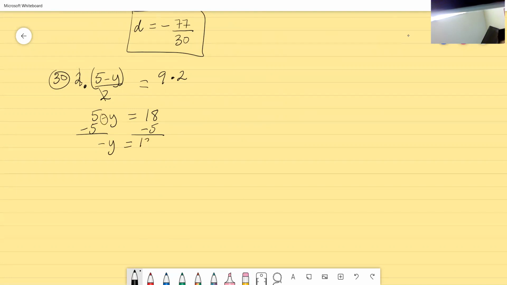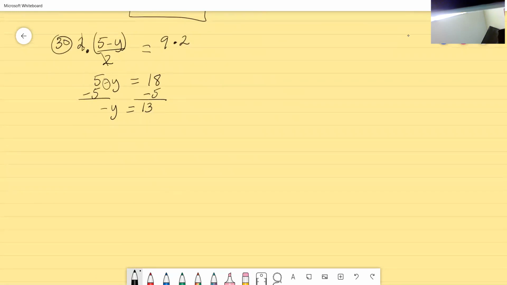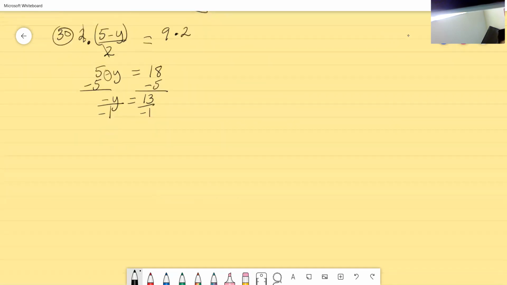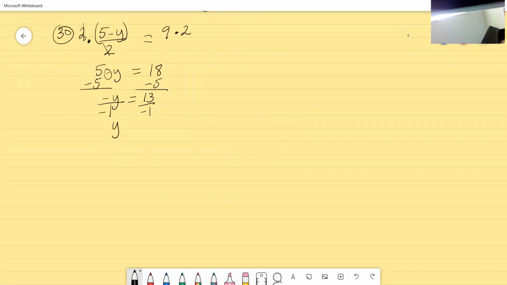18 take away 5 is 13. Now, just like we saw in a previous problem, you can't leave your variable negative. You need to divide it by -1. And of course, with our symmetrical rule, we have to keep balance. So we do it to both sides. Therefore, y equals -13.